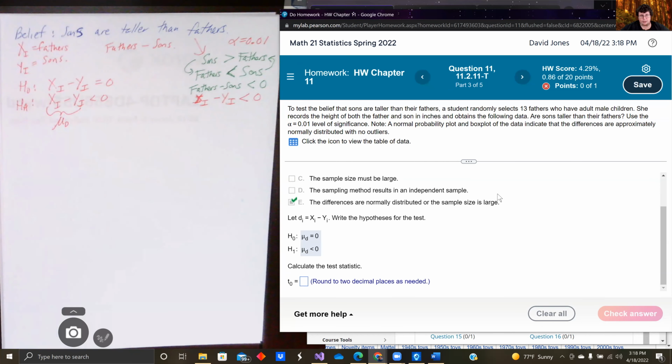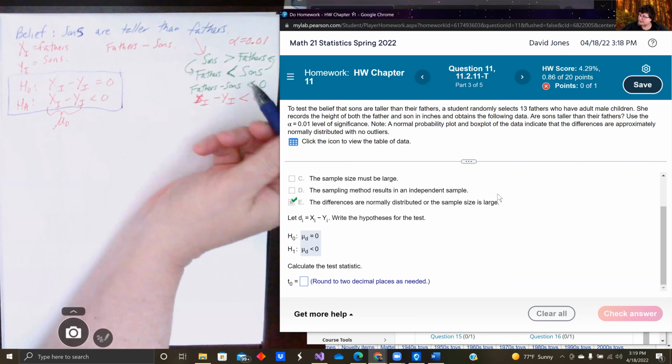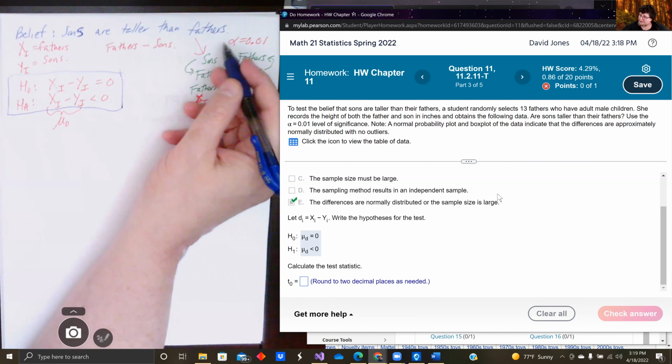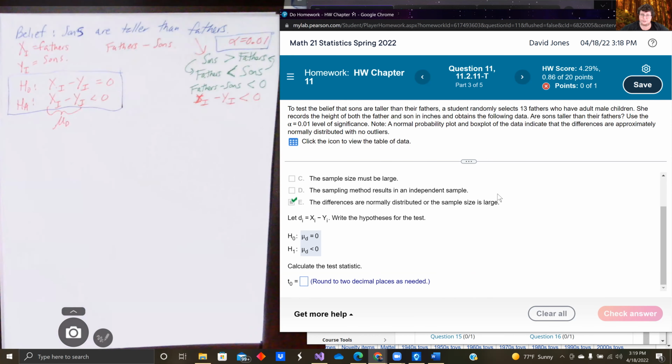Okay, they want us to do more of the stuff. So I've got my step one right here. Step one's done. I got H0 and HA. I've actually got alpha up there too. I've got alpha is 0.01. Let's not lose that. That's one of the things we need to do.